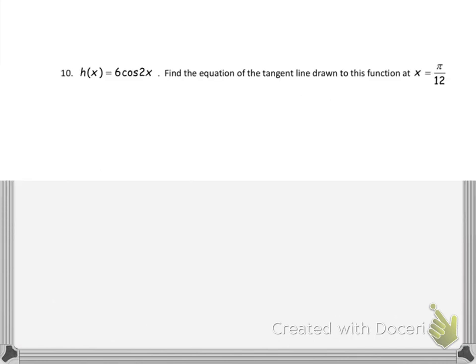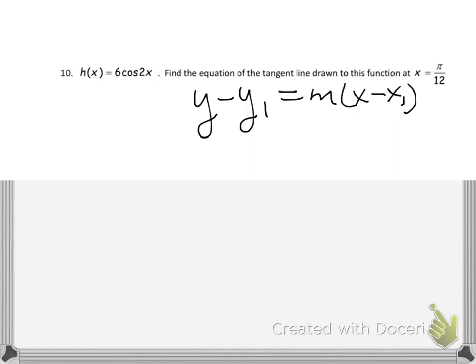Okay, so here is a question asking us to find the equation of the tangent line drawn to the function at x equals pi over 12. So, first thing I'm going to do is the following. I need to get the equation of a tangent line, so I know that a good way to start is by saying y minus y1 equals m times x minus x1. They've given me the x1, and that is pi over 12.